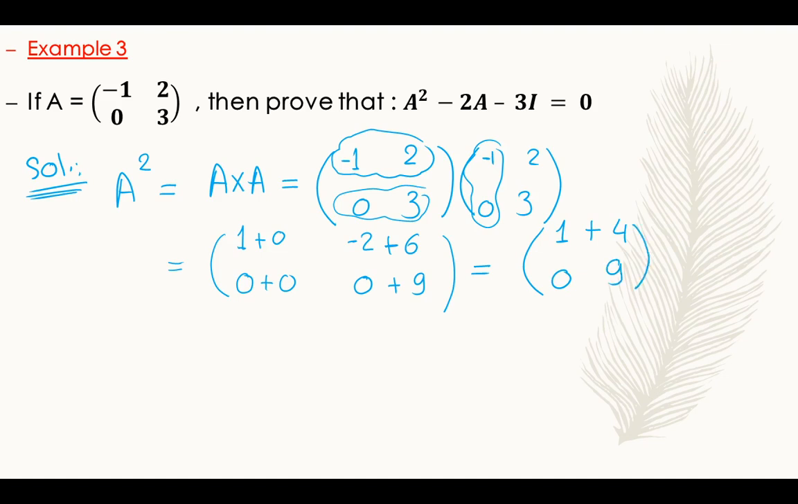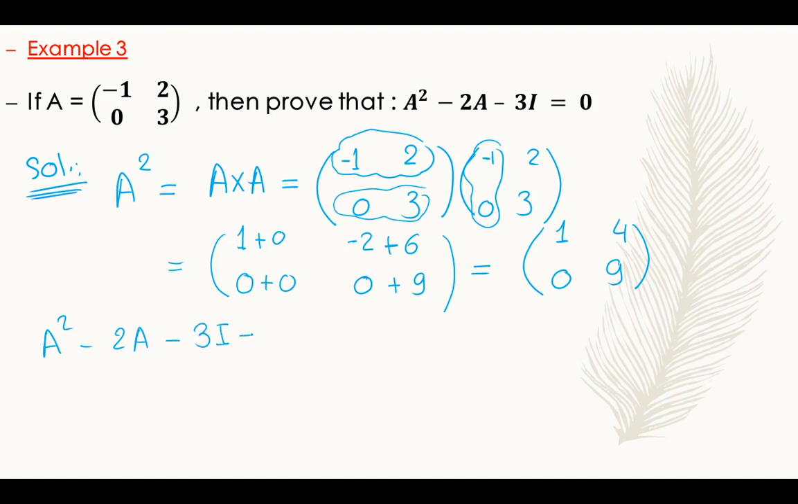Here I want to erase this plus sign. It will be equal to 4. Let's continue. Now we are going to find A power of 2 minus 2A minus 3I.